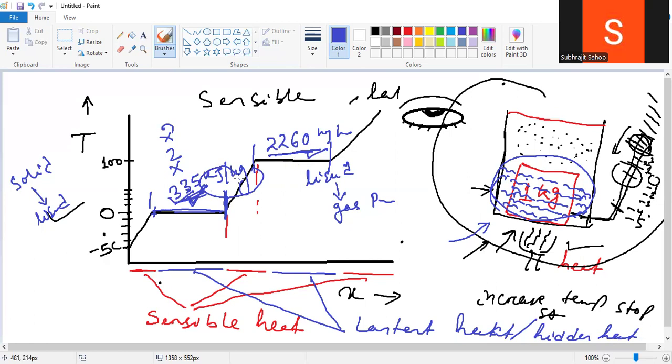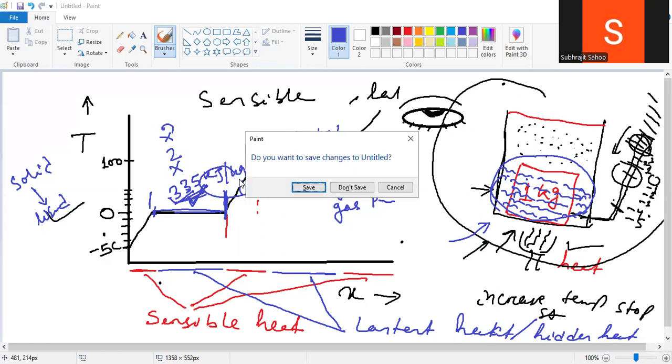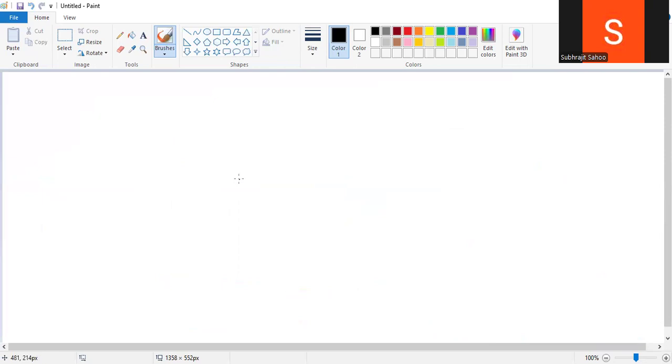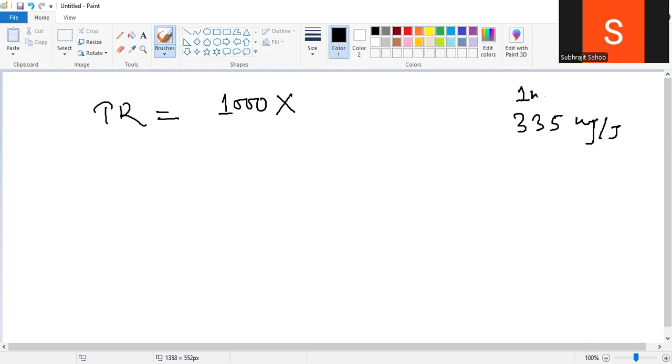Observe here. We are talking about 1 TR. The definition I have written. What is the definition? 1 US ton. I will take 1 ton of ice. For 1 kg of ice, what is the latent heat? 335 kilojoule per kg, for 1 kg.